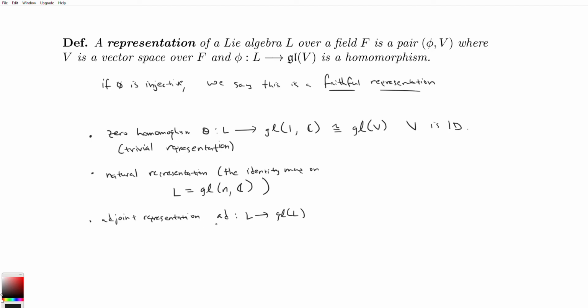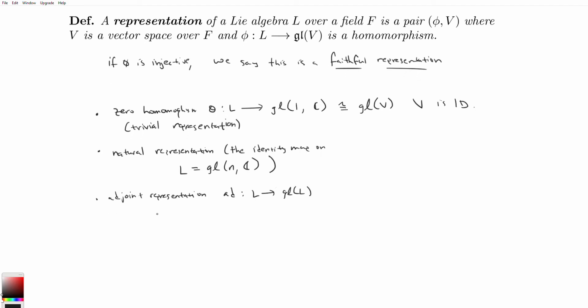First of all, in order for it to be a representation we need to check that it's a homomorphism, and we already know it's a linear map, so we just have to check that the bracket condition is satisfied. The adjoint sends vectors in L to GL of L. So what we need to check is that if you have ad x and ad y, where x and y are elements of L, then we're wondering if the commutator is equal to ad of x bracket y.